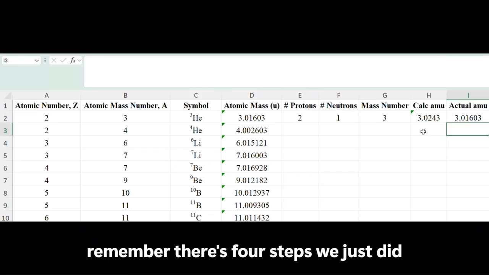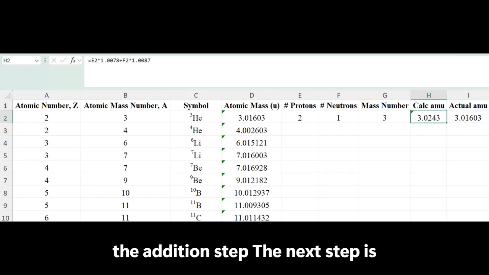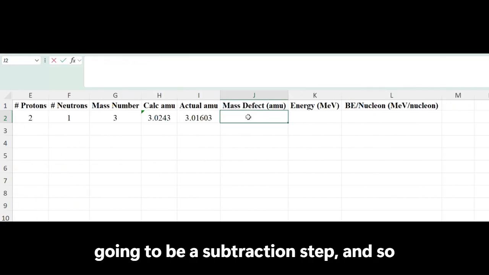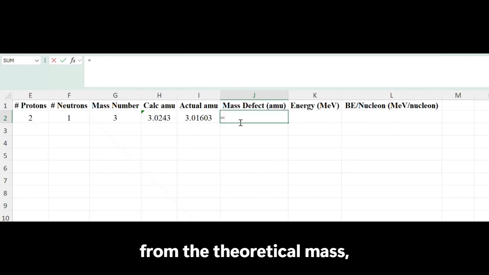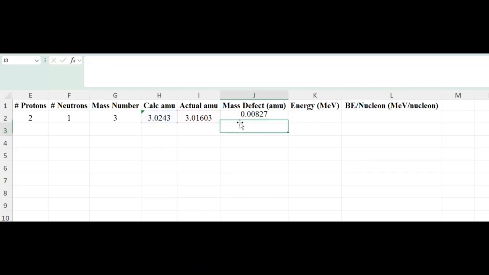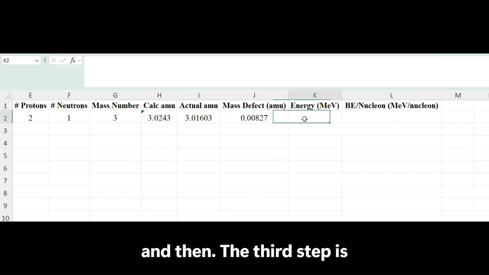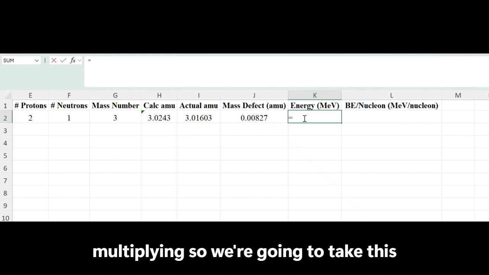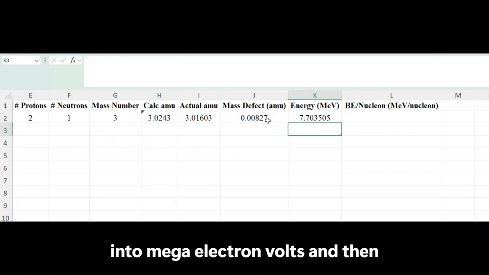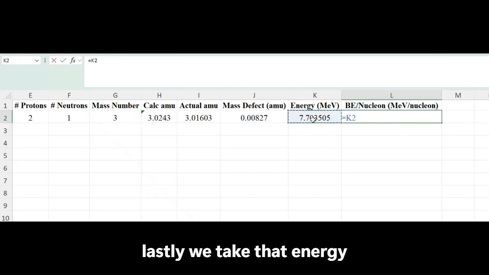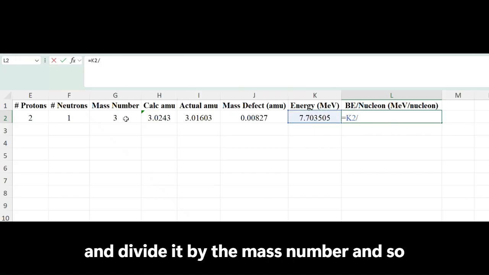So if you remember, there's 4 steps. We just did the addition step. The next step is going to be a subtraction step, and so we're going to subtract the actual mass from the theoretical mass. And then the third step is multiplying. So we're going to take this cell here and multiply it by the energy factor to convert AMU into mega electron volts. And then lastly, we take that energy and divide it by the mass number.